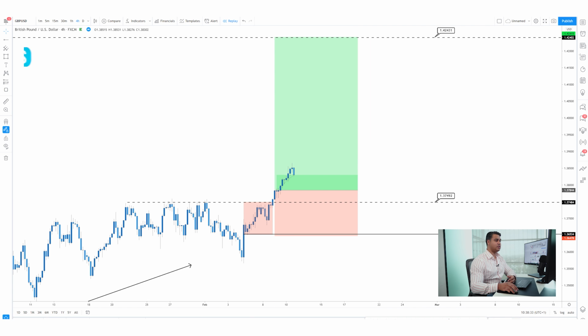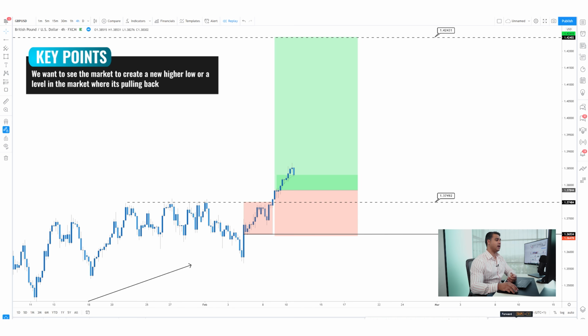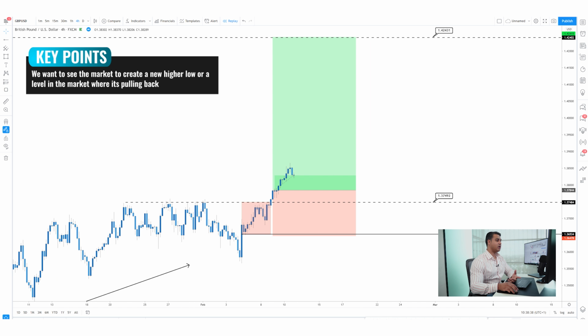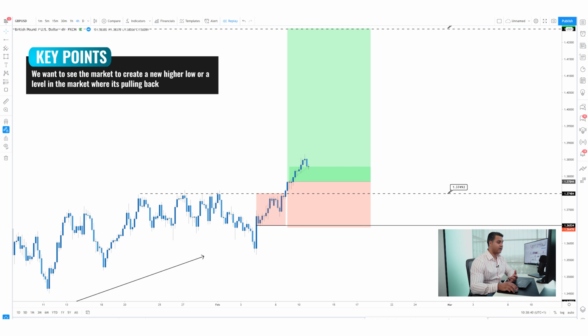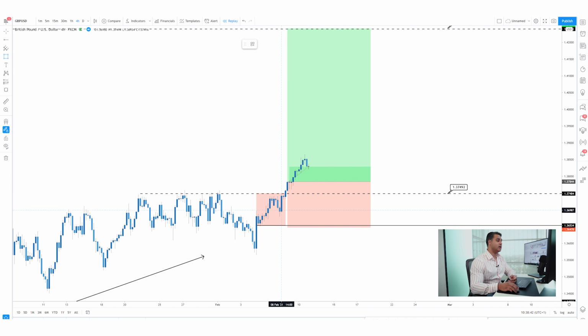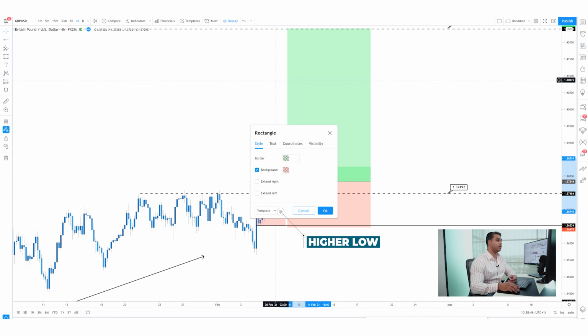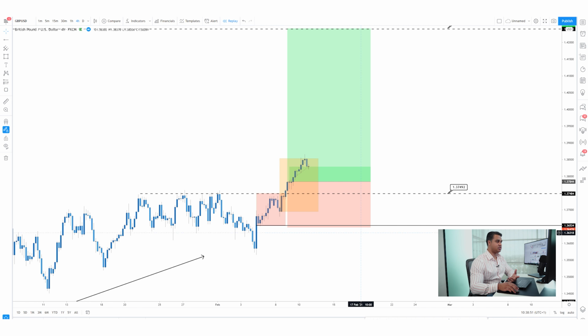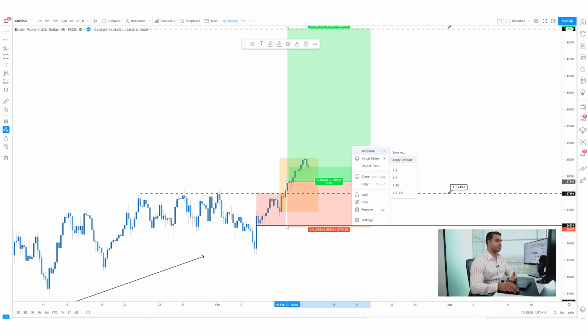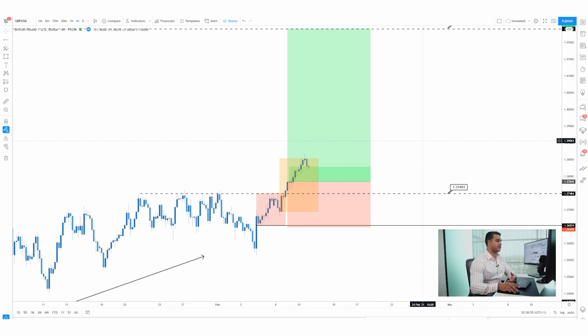What we want to see the market do now is create a new higher low, or a level in the market where it's pulling back. In that instance, what we want to do is take the higher low that created the high, and create a new box. Now, this is identifying to us that at any stage during this market structure, let me send this back. Oh, that's completely fine. At any stage during this trade, if we plan to take it, it's completely fine because the trend is up. But as long as we have our stop loss below this level, we're good to go.